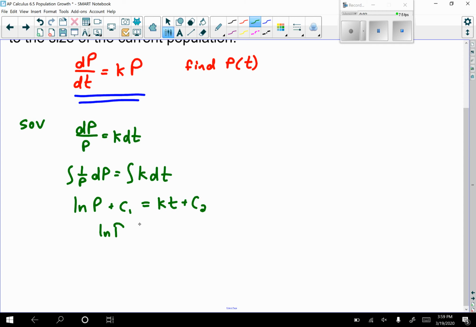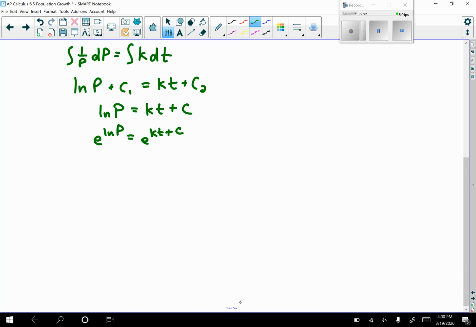So the natural log of p is equal to kt plus, when we combine these two constants here, we'll just say it's c. Next, we'll take e to the natural log of p is equal to e to the kt plus c. I'm just going to stop for a second here because I've been going over this enough, but just pause and ask yourself, what do you think we could do with this e to the kt plus c to proceed to the next step?